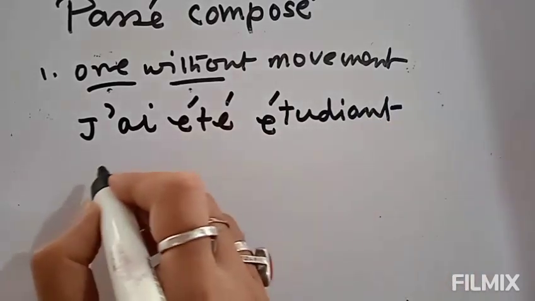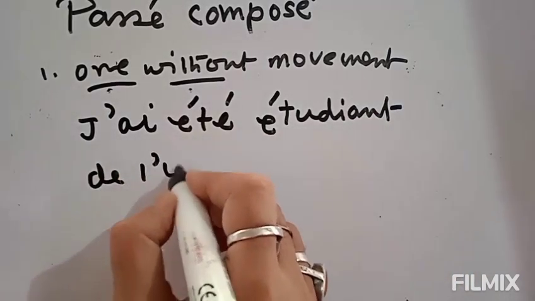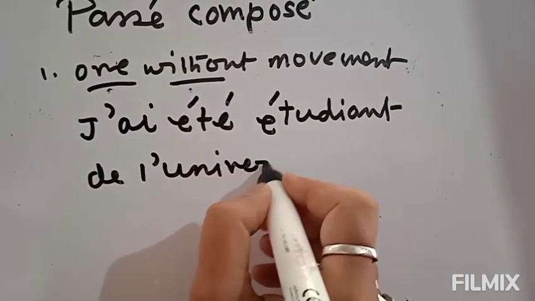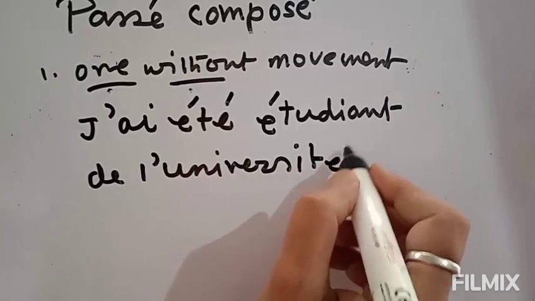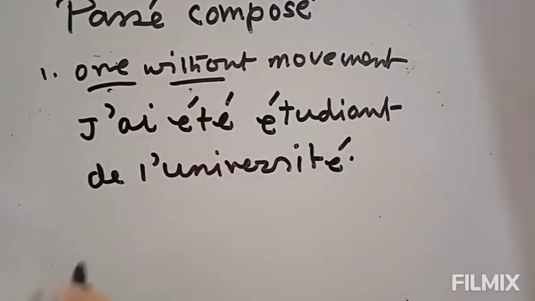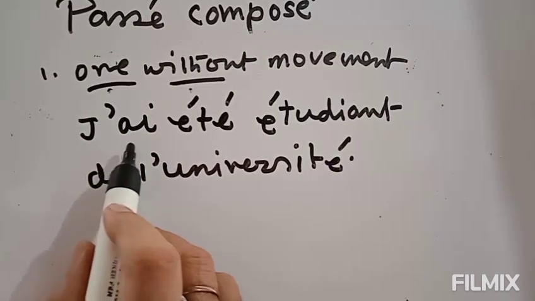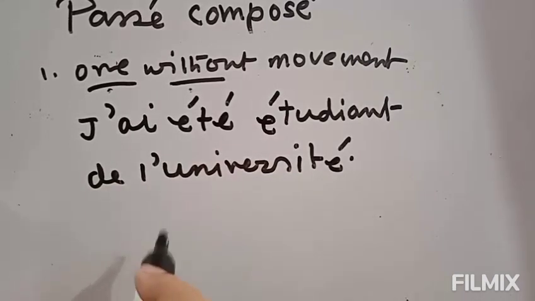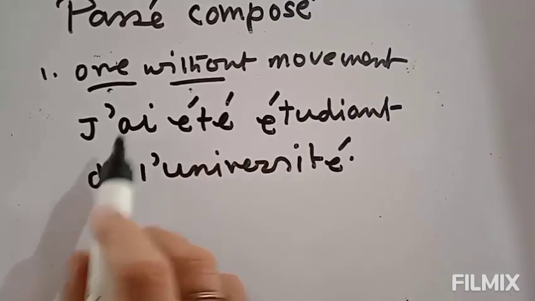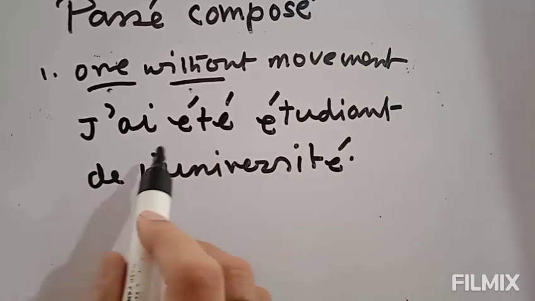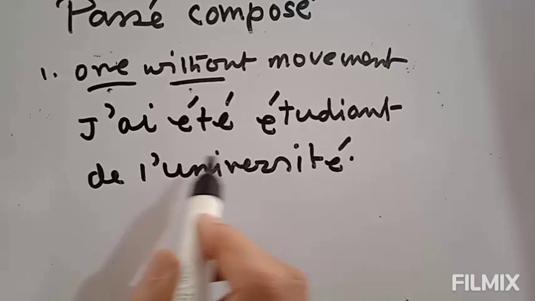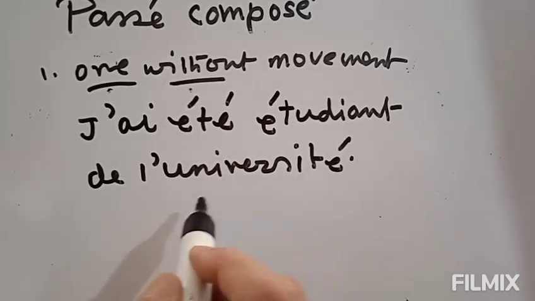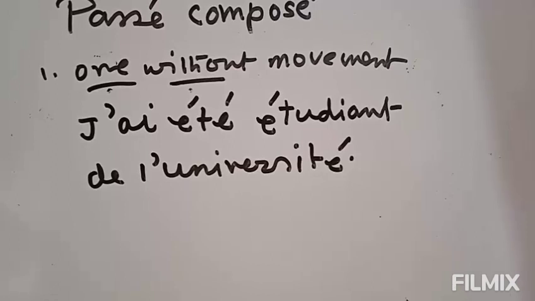étudiant de l'université. That means, the English meaning is, I was a student of the university. That means not at present, I was. Or, if you make it in the perfect tense, I have been a student of the university, it is also the same thing. J'ai été étudiant de l'université. Okay, am I clear? That means passé composé expresses the simple past and also the perfect sense in English.